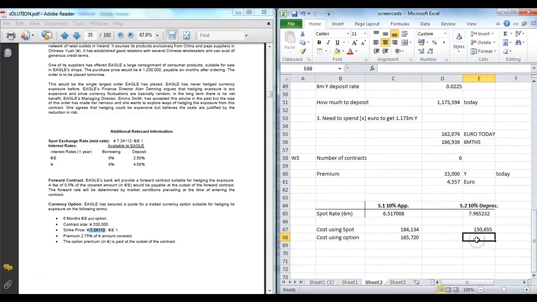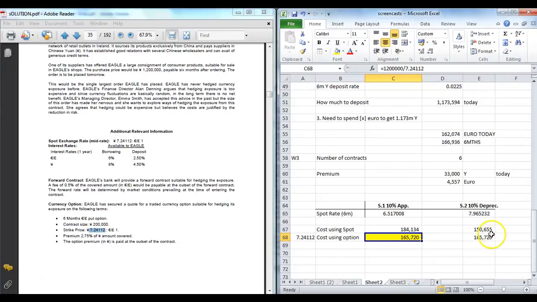165,000. Whereas if we use the option here, it will cost us the same. So remember, the option is 7.2412. So that's the rate here. We have that flexibility that now it's up to you to decide, well, in scenario 1, which one will you use? Will you ignore the option, technically let it lapse, and just use the spot rate? Well, that doesn't make sense.